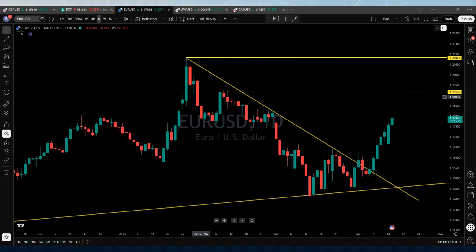And the other thing that we're also monitoring would be the DXY, and where that would be for us to get additional information on when the euro is going to pull back.